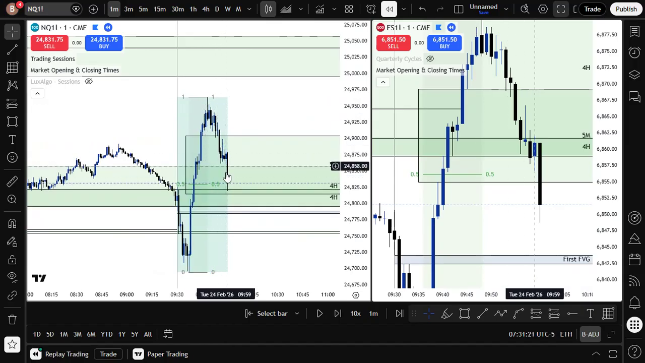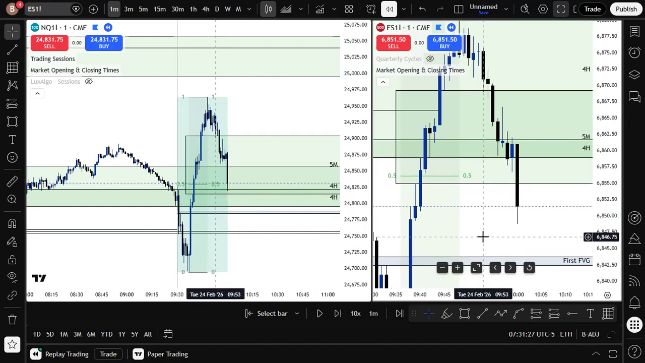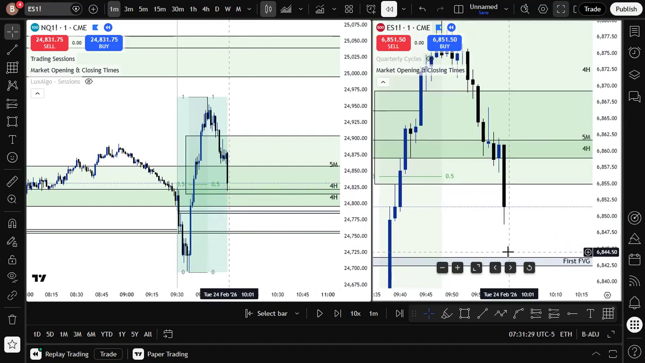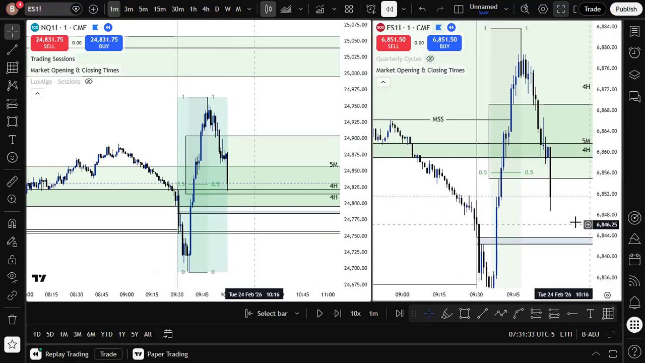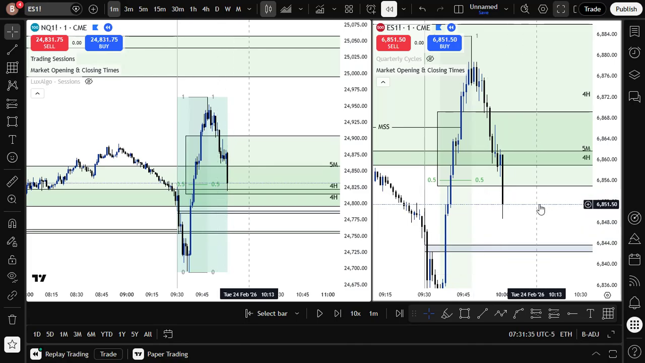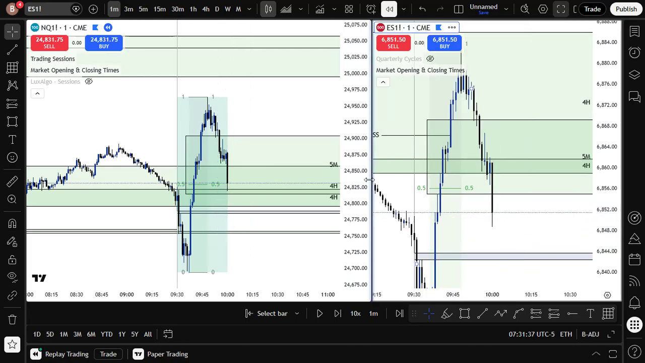Amazing displacement to the downside of the PD array. Potentially, I could target this 50% area, but I wouldn't do so, honestly. I don't think I would trade that. At this point, I understand that we came back into the discount. Honestly, I don't like the fact that the price is so different, because here we closed inside of the 4-hour time frame fair value gap, and here we closed below.